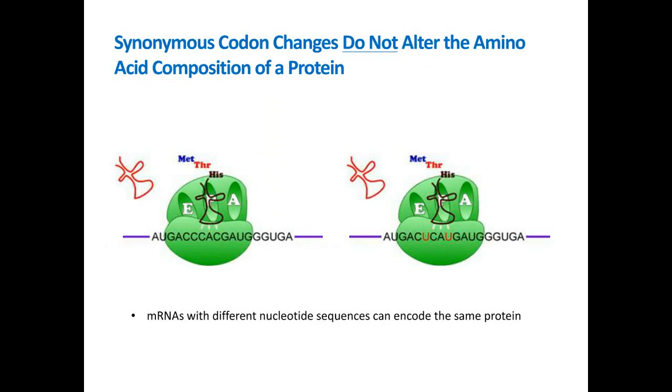And just to drive the point home a little bit more, synonymous codon changes don't alter the amino acid composition of a protein, just the mRNA sequence. So in this example, a MET3-HIS peptide is encoded, it's the same peptide, but it's encoded by mRNAs that differ at different nucleotide positions. So different messages can give rise to the same protein.